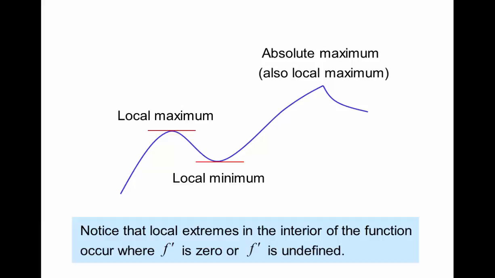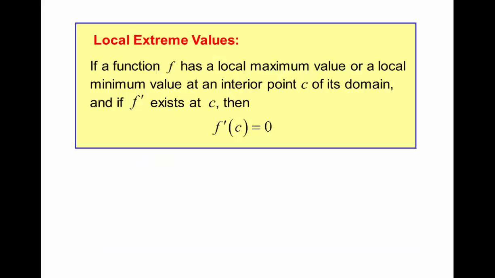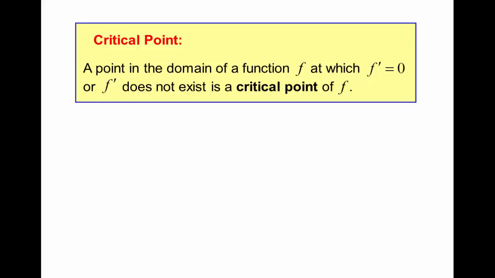Critical points occur when the derivative is equal to 0 or undefined. And extreme values can occur when the derivative is equal to 0 and when it's undefined. So I'm going to go to critical values here, okay? We're going to come up with a definition of a critical point. That's when the derivative is equal to 0 and the derivative does not exist. Those are the places that we need to check out for extrema, okay?